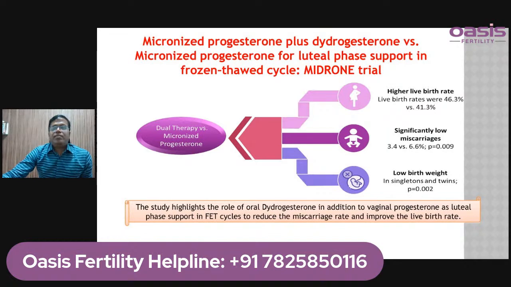And it has been found that micronized progesterone and dydrogesterone are nowadays used a lot. When they are combined together and compared with the use of micronized progesterone alone, in the trial in frozen embryo transfer cycles of IVF, known as the Medron trial, they found that the combination of dydrogesterone and micronized progesterone has improved outcome, higher live birth rate, and significantly lower miscarriages. So combining these two is better than using only micronized progesterone.